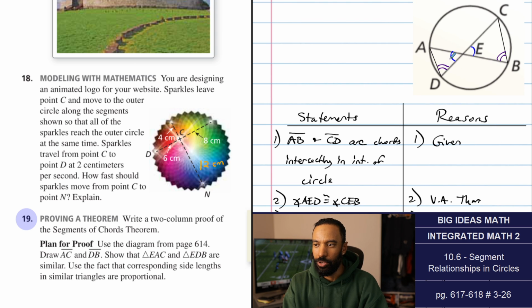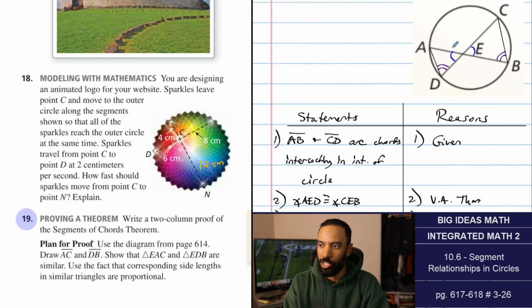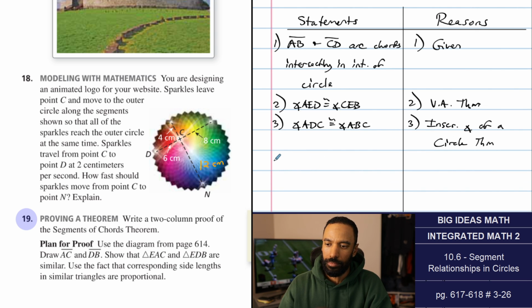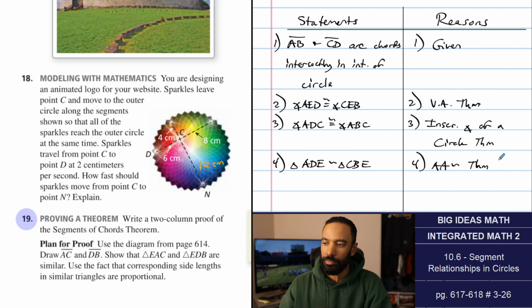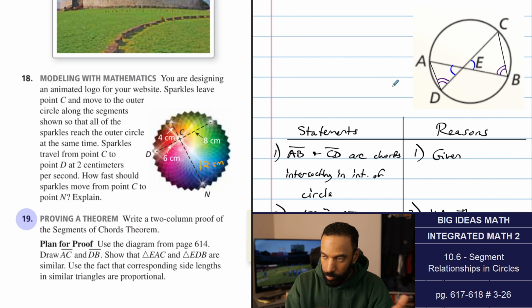So we have angle, angle, guys. We have this triangle similar to this triangle by angle, angle. I can call it ADE and CBE. This is the angle, angle similarity theorem. All right, 2 more steps.